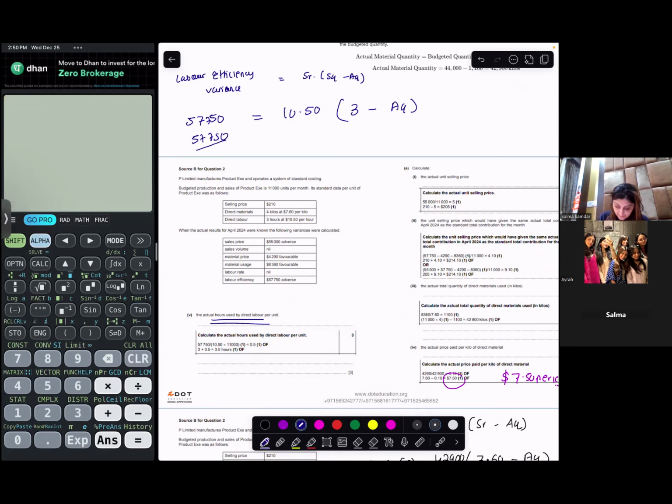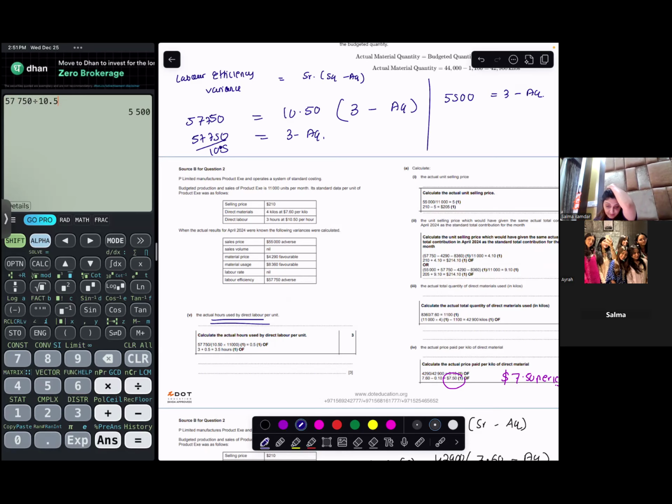So it'll be equal to 5,500. Will you do 5,500 plus 3 now? 3 minus actual quantity, no? But it's more now, which means you used more hours.